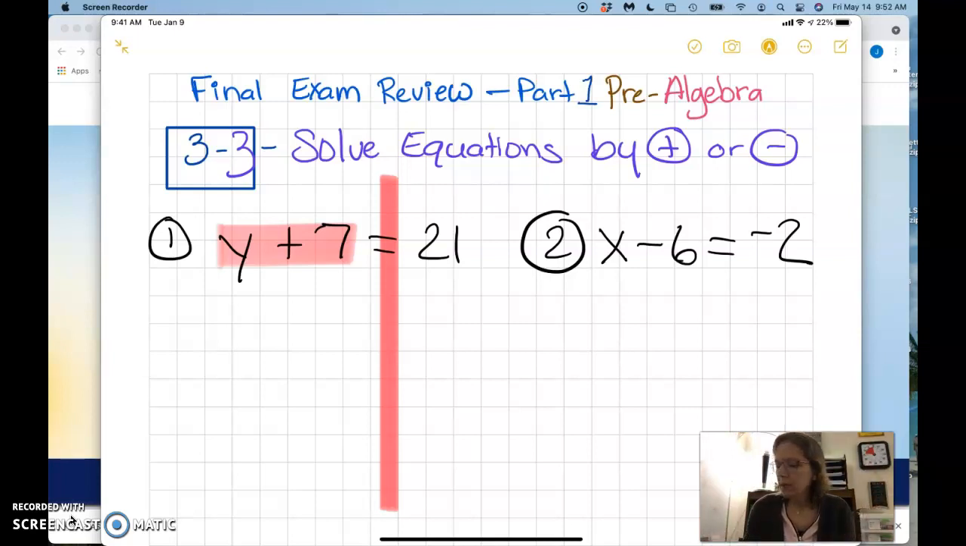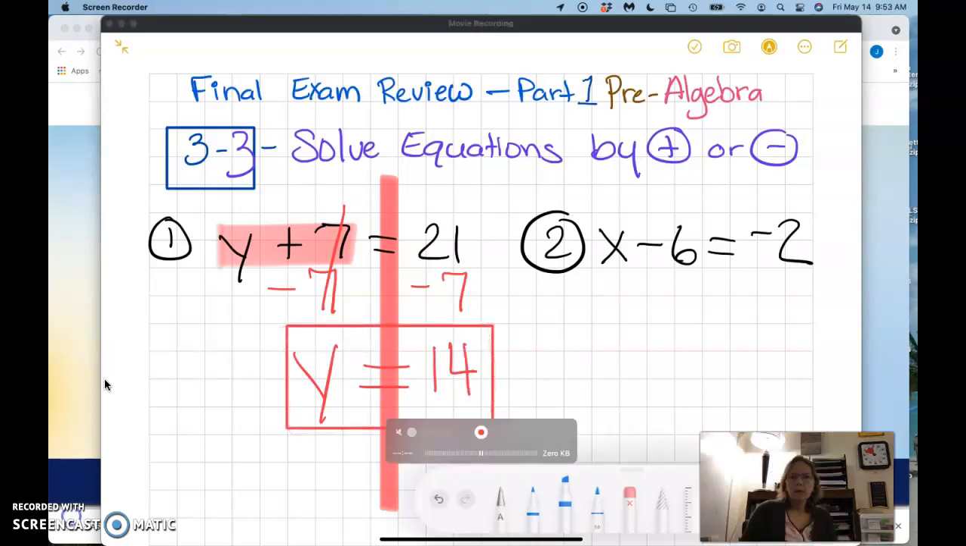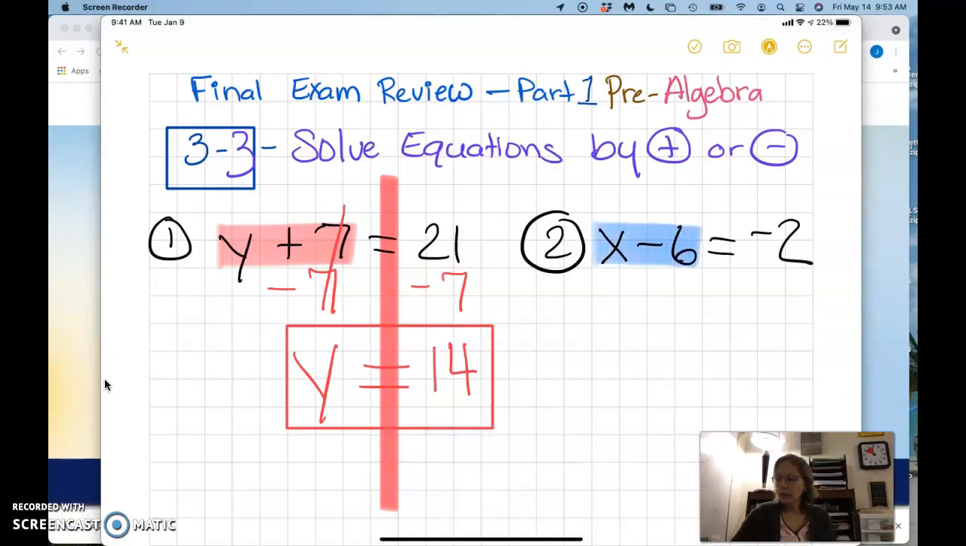So the opposite of plus 7 is what? Minus 7. So whatever I do to one side, I have to do to the other. And what is 21 minus 7? 14. That's right. Good.